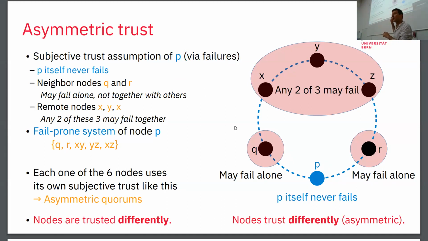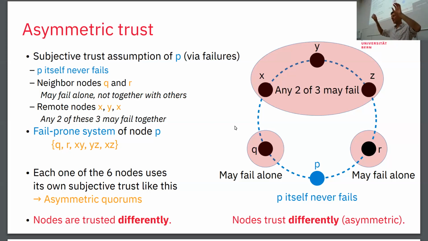The blue node P has its own view of who could fail, how often, right? The blue node says, I'm never failing for myself. It's my assumption, of course. And of course, in the normal protocols, it doesn't make sense for the whole system to assume P does not fail. But for me, it makes a lot of sense to assume I never fail. Then there are my neighbors, Q and R.